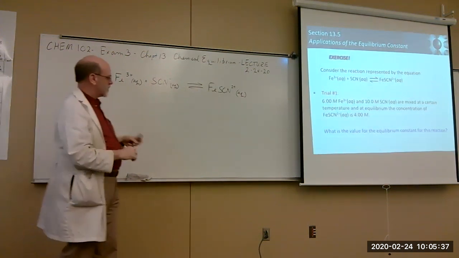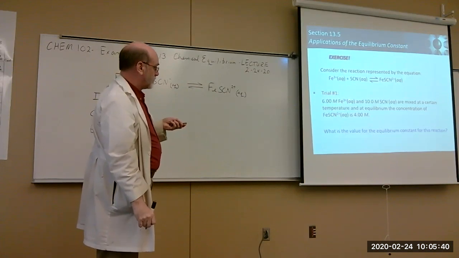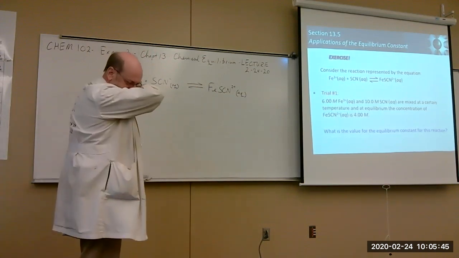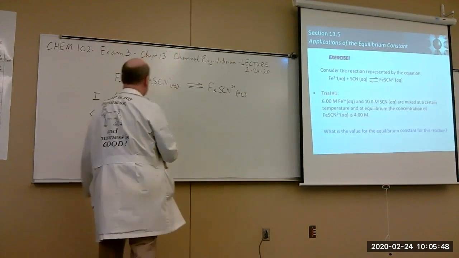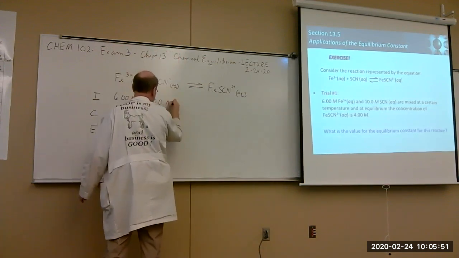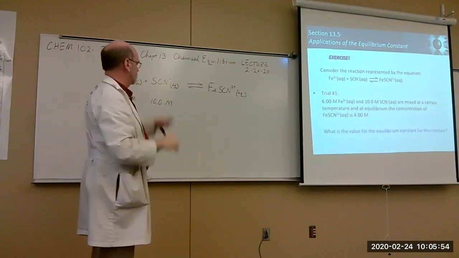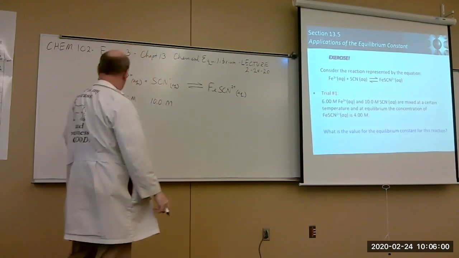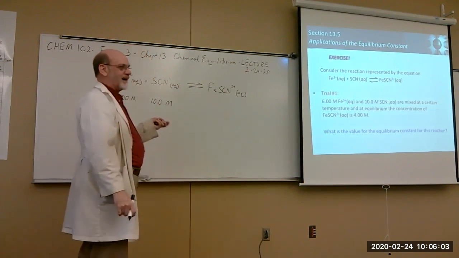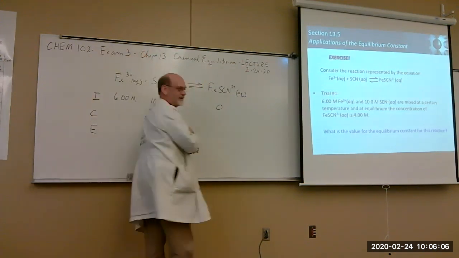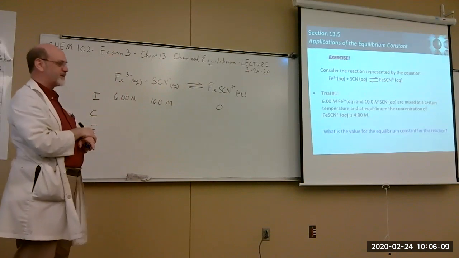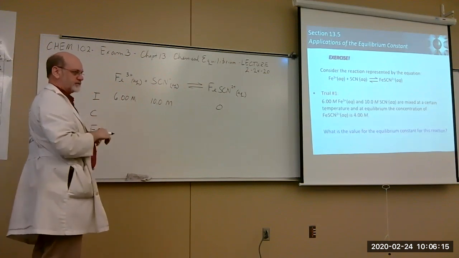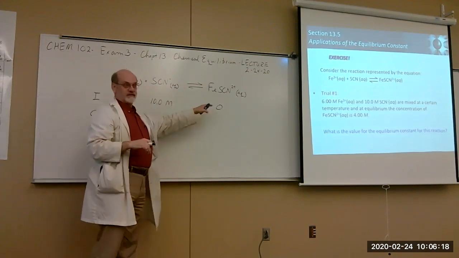So what are the initial concentrations? Well, iron 3 plus is 6 molar. Thiocyanate is 10 molar. Okay? How much is iron thiocyanate? That's at equilibrium, not initial. Not zero. Right, it's 0. Okay? Now pay attention to the words. So which direction is it going to move? Well, obviously, that way, because there's nothing there.